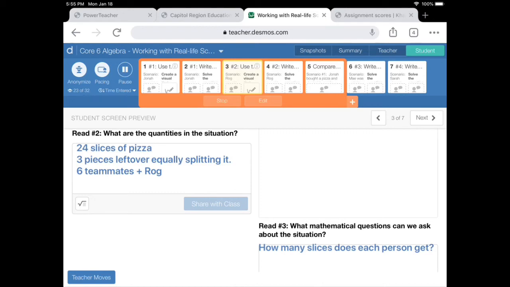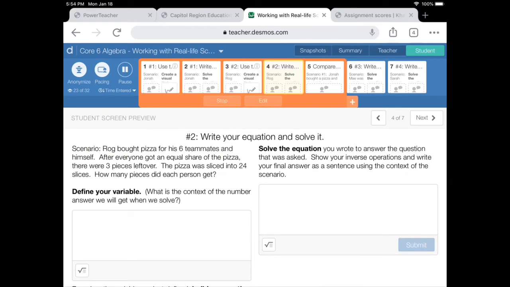All right, so if you look here, that's exactly the question that's being asked. So we're being asked to find out how many pieces of pizza each person got. So first thing we need to do is define our variable. We can choose anything we want for our variable. Last time we used P, so maybe we'll use S for slices. S is the number of slices each person got.